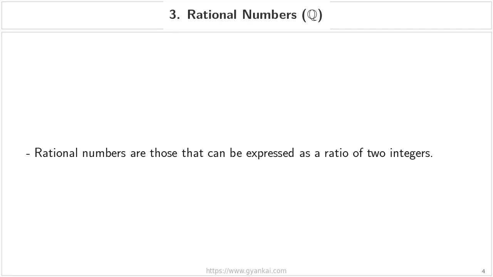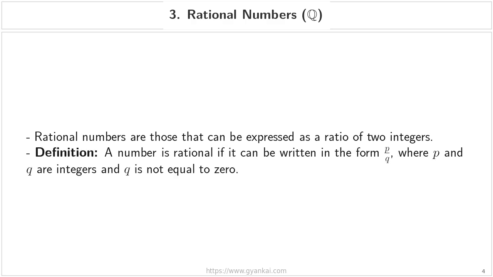Essentially, rational numbers are those that can be expressed as a ratio, or a fraction, of 2 integers. To be more precise, the formal definition is that a number is rational if it can be written in the form p over q, where both p and q are integers, and most importantly, q is not equal to 0.